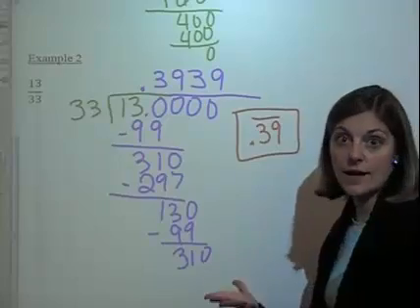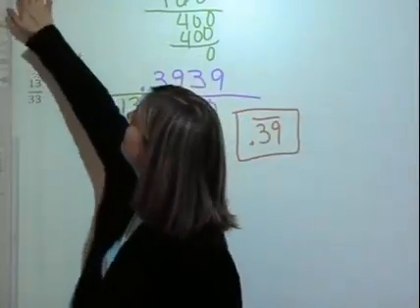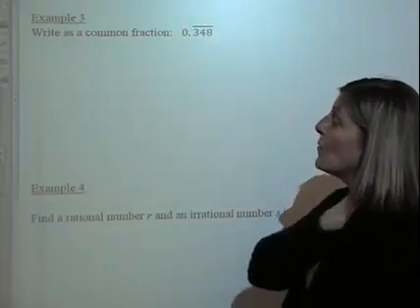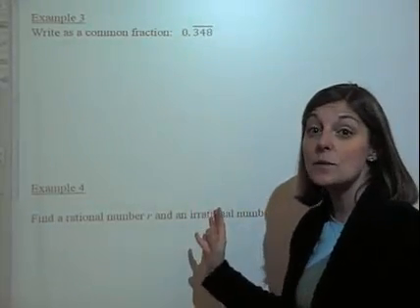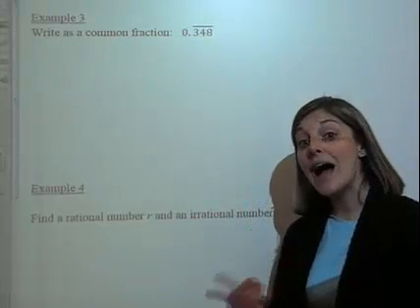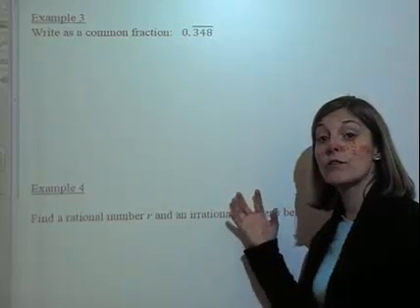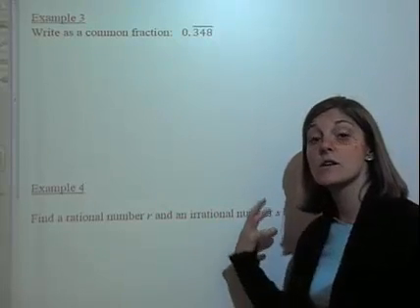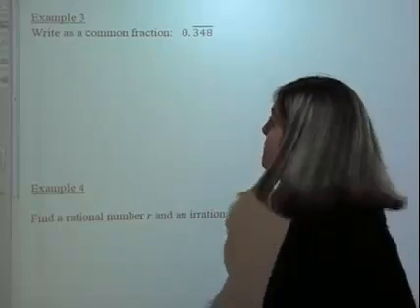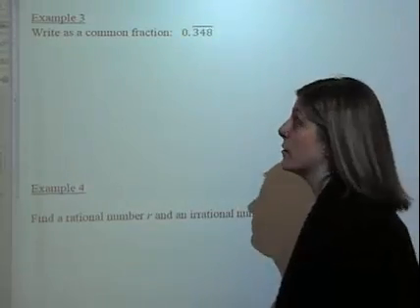So now what does this have to do with algebra? Well, let's turn to the next example. We want to write this repeating decimal as a common fraction. So basically, we're going backwards from example 2. We're going from the repeating decimal that we found to a fraction. So let's take a look at 0.348 with the repeating bar.